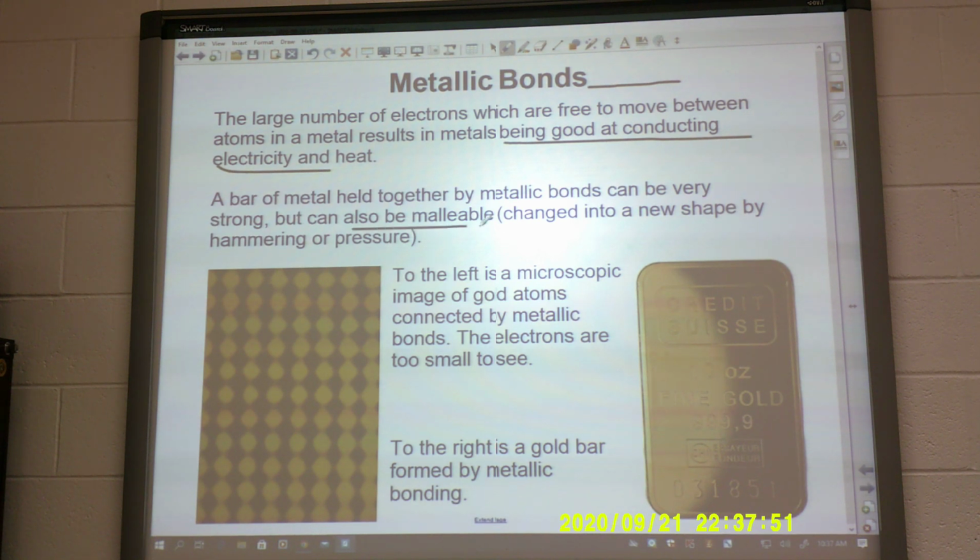A bar of metal held together by metallic bonds can be very strong, but it can also be malleable, meaning that you could hammer it into thin sheets. Like if you think of a metal roof on a barn, or some of you may have metal roofs on your houses. That's how that metal can be hammered. It's malleable, so we can spread it out into a thin sheet, and the electrons are constantly moving around, and that allows it to be spread out into a sheet.